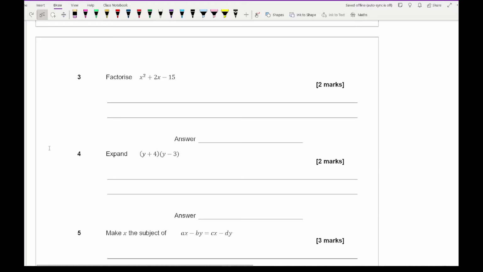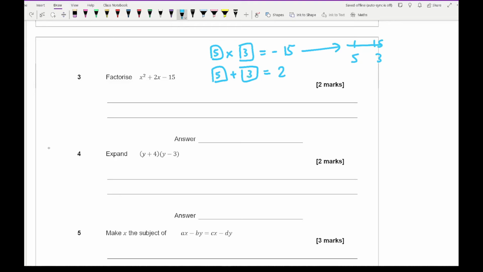Moving on to question 3, so here we're factorizing a quadratic. Now with this, what you're looking for is two numbers that multiply together to give you minus 15 and added together to give you 2. Now looking at 15, we've either got 1 and 15, 15 and 1, or 5 and 3, and they're the only combinations we've got. Now there's no way of me making 2 from using 1 and 15, so that's out of the way. So it's definitely going to be 5 and 3.